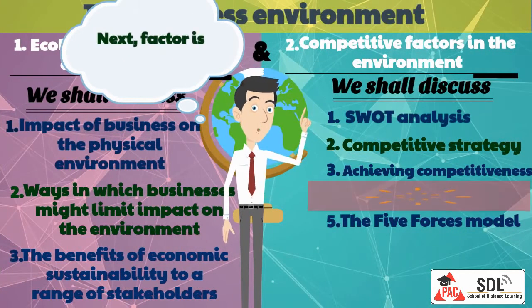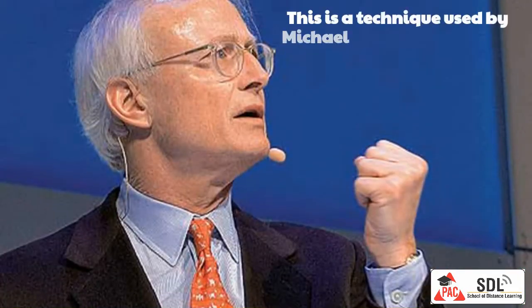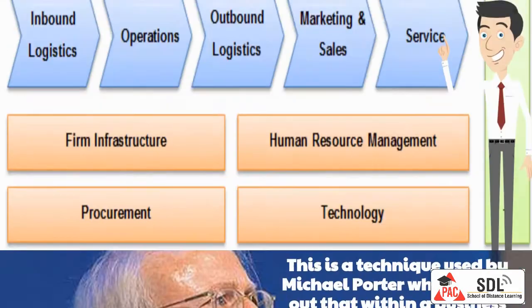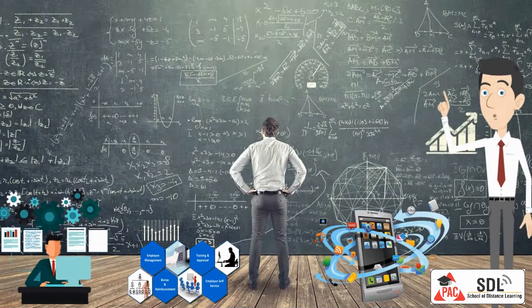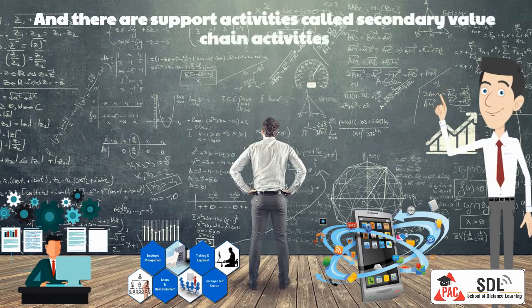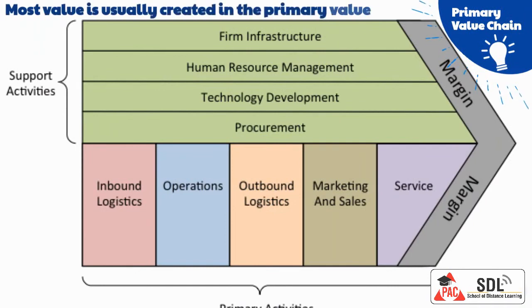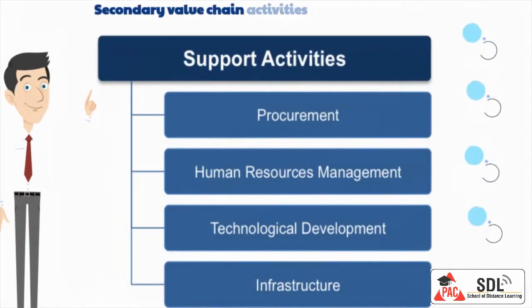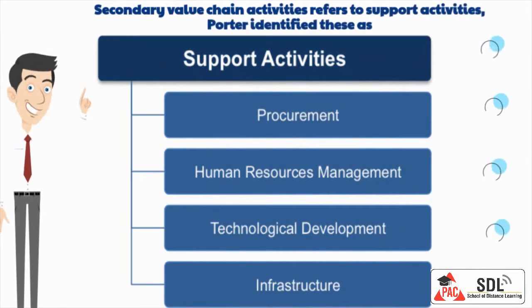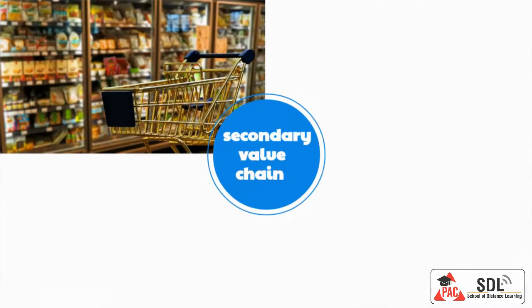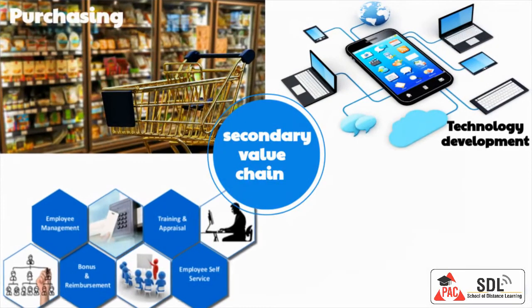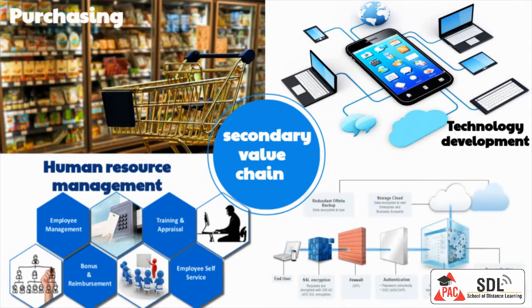Next factor is value chain analysis. This is a technique used by Michael Porter, who pointed out that within a business, there is a primary value chain, and there are support activities called secondary value chain activities. Primary value chain refers to inbound logistics, operations, outbound logistics, marketing and sales, service. Most value is usually created in the primary value chain. Secondary value chain activities refers to support activities. Porter identified these as purchasing, technology development, human resources management, corporate infrastructure.